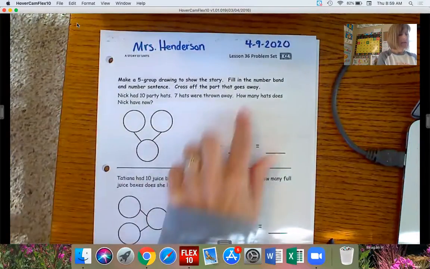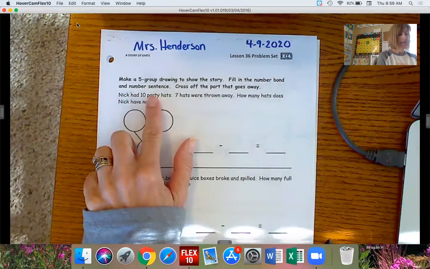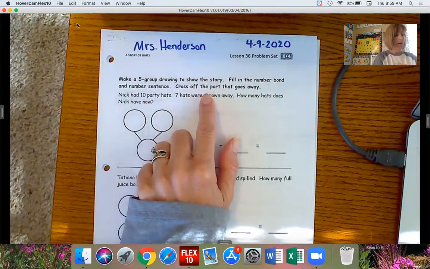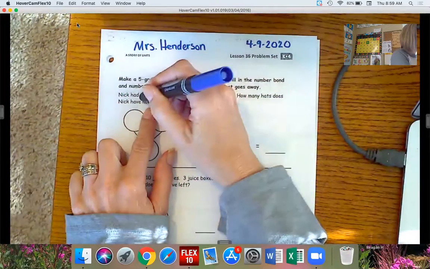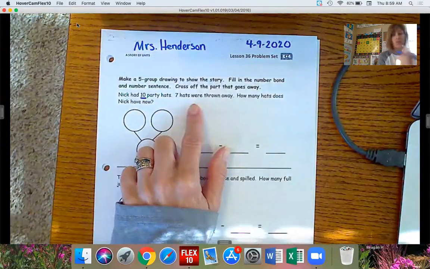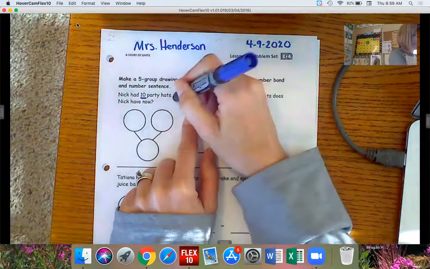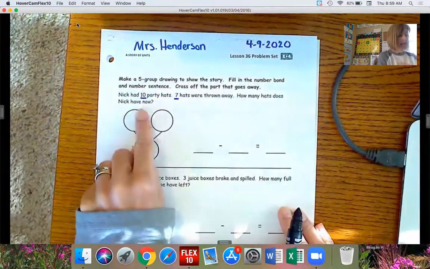Okay? Fill in the number bond and number sentence. Cross off the part that goes away. Nick had 10 party hats. I'm going to underline 10. 7 hats were thrown away. How many hats does Nick have now?